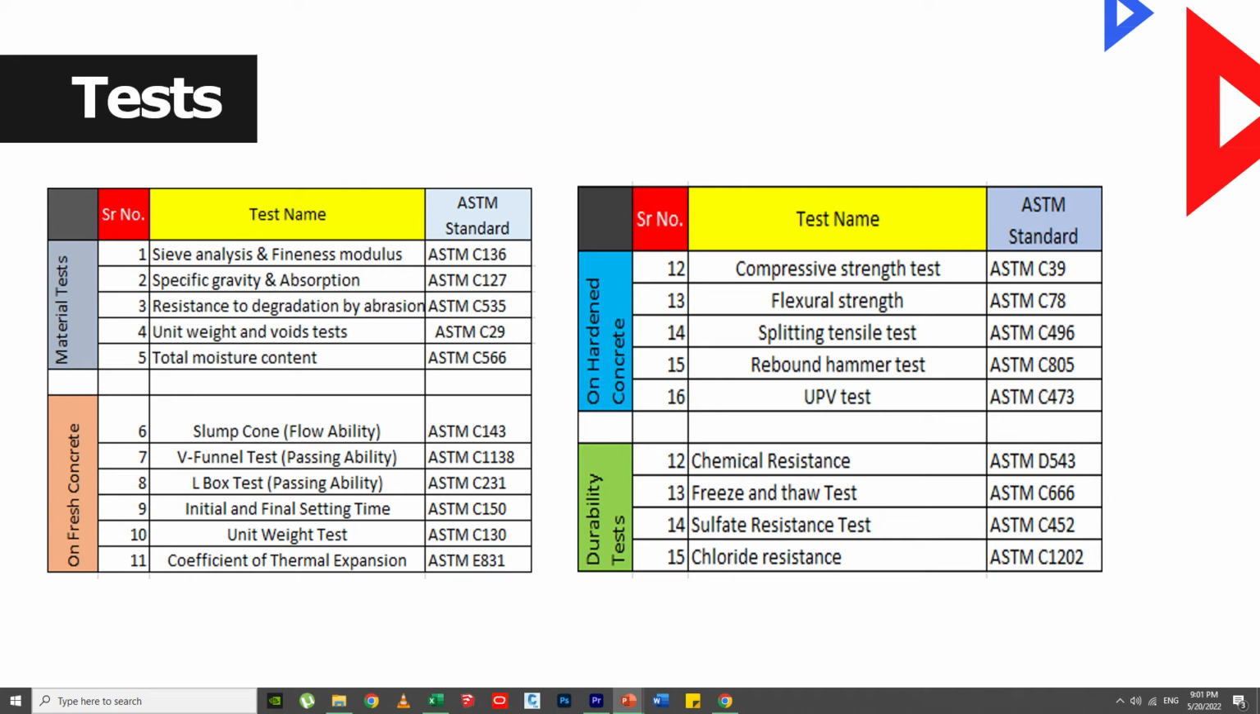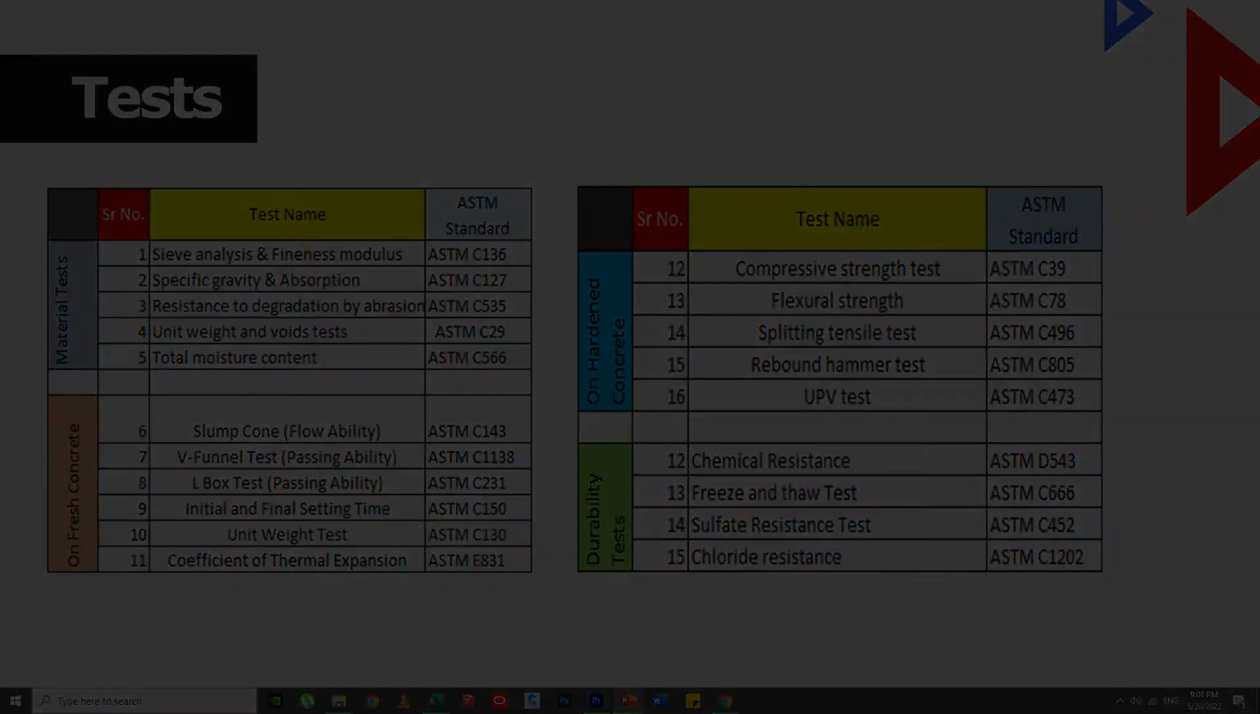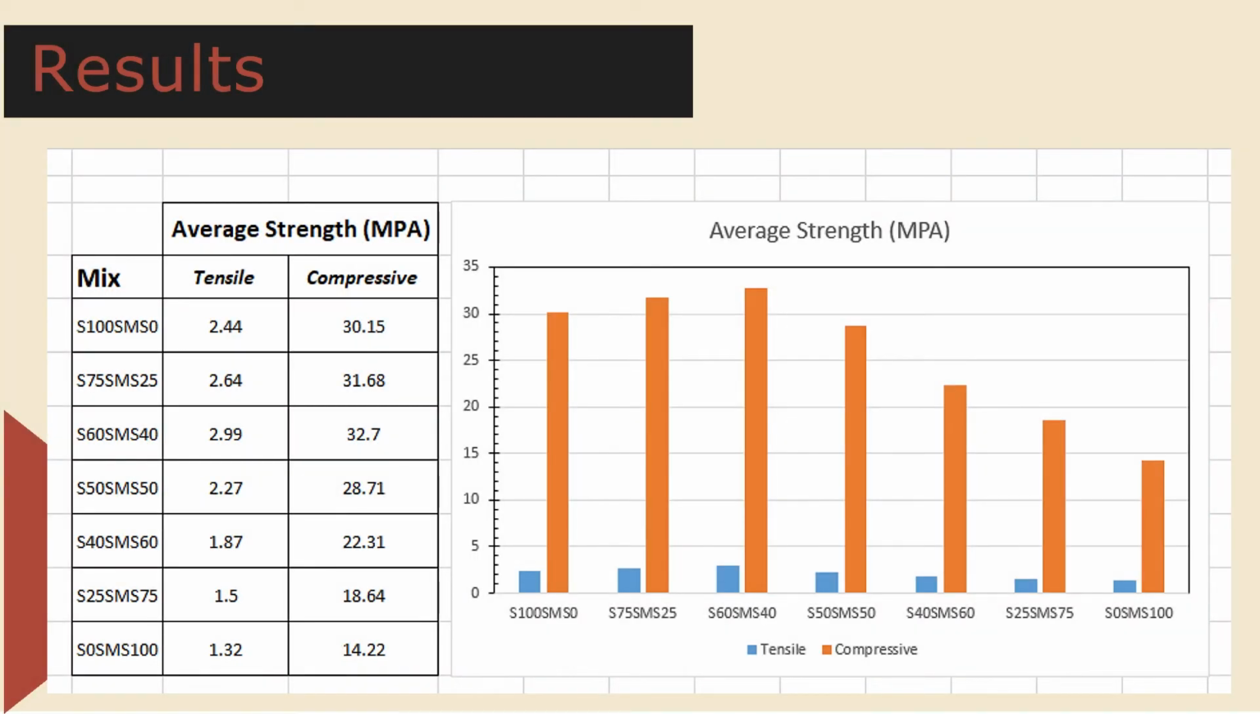The tests we did are on your screen. We conducted tests on the procured materials, then we did some tests on fresh concrete, and then on hardened concrete. 4 durability tests were also conducted on samples from each mix. Here are the results showing average compressive strength and average tensile strength for each mix.